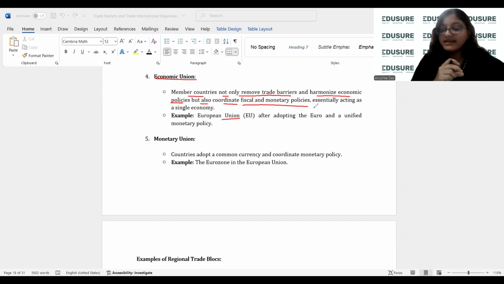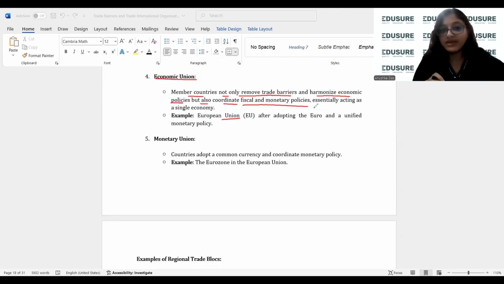See, initially in the free trade area and customs union, the trading was only in goods. Right? The trade we are talking about was only physical goods. In the common market, the third level of integration that we saw, not only goods, but also services and factors of production were included. Everything was mobile. Every movement was allowed freely.